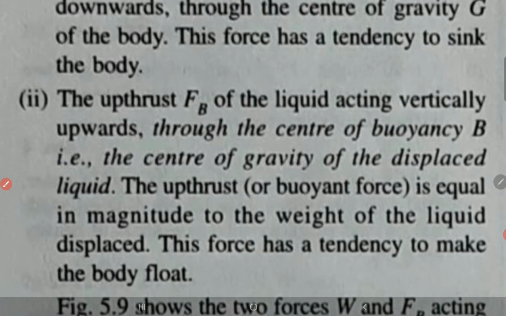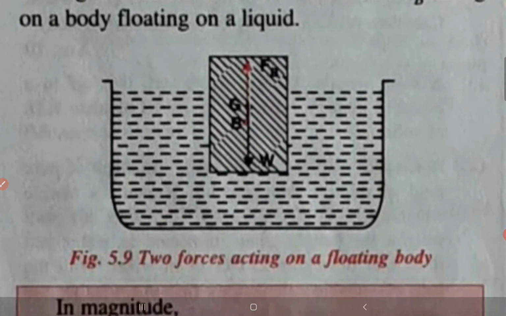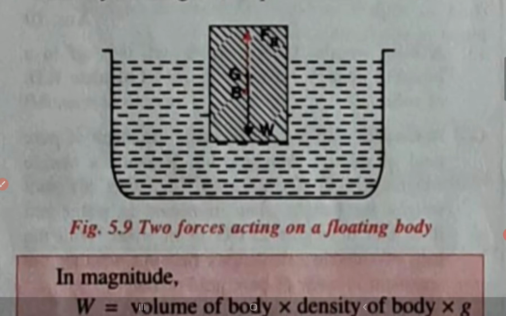Now figure 5.9 shows two forces, weight, that is W, and the upthrust, that is Fb, acting on the body floating on a liquid. So here we can see the diagram. It shows the weight of the object which acts vertically downwards through the center of gravity, and the upthrust which acts vertically upwards through the center of buoyancy, right, when the object is floating or immersed in a liquid. Now under this scenario we have three conditions, three cases, right?